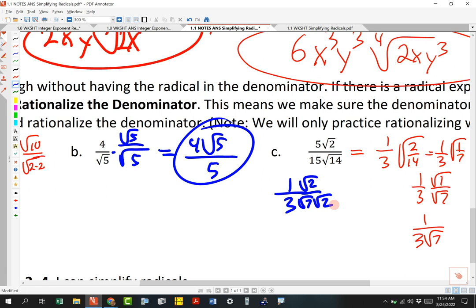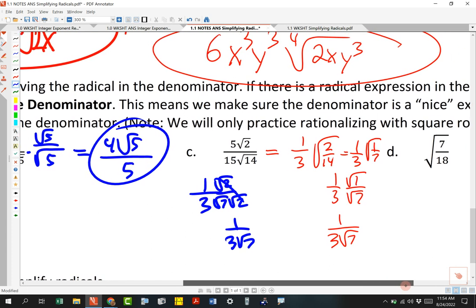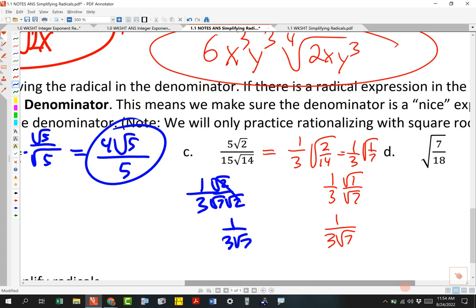Do I have factors that are the same on the top and the bottom? Yep. 1 over 3 radical 7. Did I get to the same place 2 different ways? Personal preference, whichever one makes sense to you, but I'm not done yet because somebody raise their hand and tell us why we're not done yet.